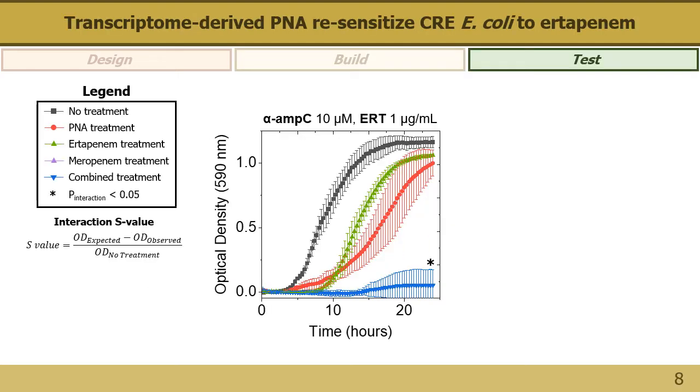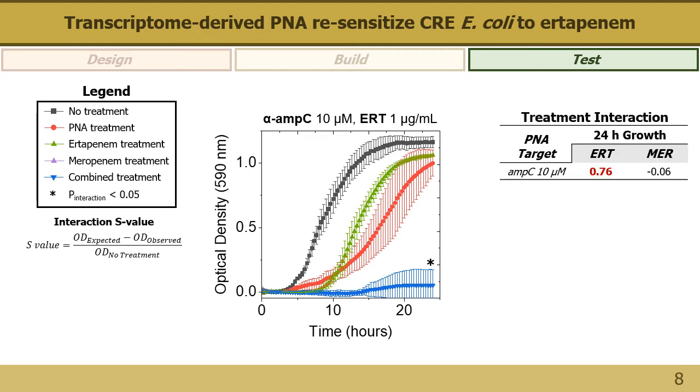I don't have time to go through all the results, so I'm going to go through the results that I find the most interesting. The first thing we have is alpha-AMP-C, the PNA that's supposed to inhibit the beta-lactamase. In combination with ertapenem, that behaves exactly as we expect. It inhibits growth 76% more than you'd expect based on the single therapies. This is something that's been established by literature. It's not going to have an effect on meropenem, which we also see.